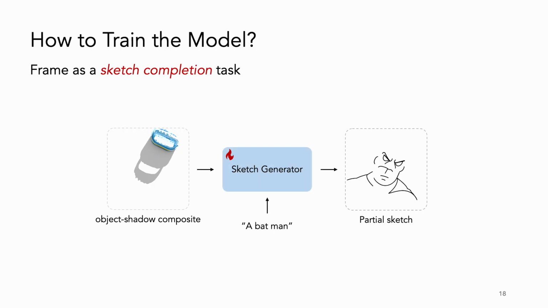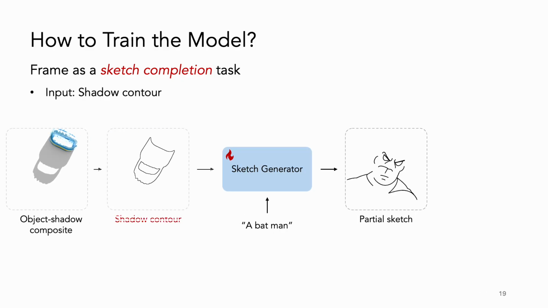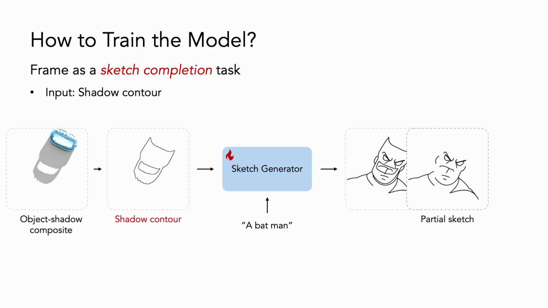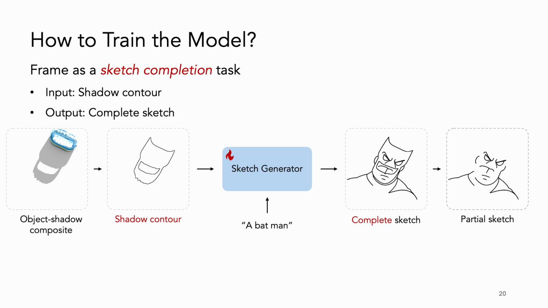So rather than asking the model to generate the whole artwork end-to-end, our key idea is to reframe the problem as sketch completion. In practice, we extract the contour of the shadow and consider it as an incomplete sketch, and let the model generate the complete sketch. Finally, we subtract the shadow contour from the complete sketch to obtain the partial sketch we want.